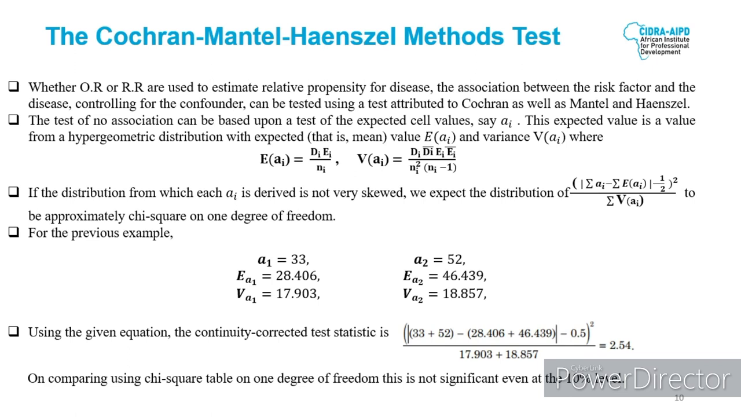Now, the Cochran-Mantel-Haenszel test. So whether odds ratio or relative risk are used to estimate relative propensity for disease, the association between the risk factor and the disease controlling for the confounder can be tested using a test attributed to Cochran as well as Mantel and Haenszel. The test of no association can be based upon a test of the expected cell values, say small ai. This expected value is a value from a hypergeometric distribution with expected, that is mean value, eai, and variance vai, where eai is given as di ei by ni and vai is given as di di bar ei ei bar whole divided by ni square into ni minus 1.